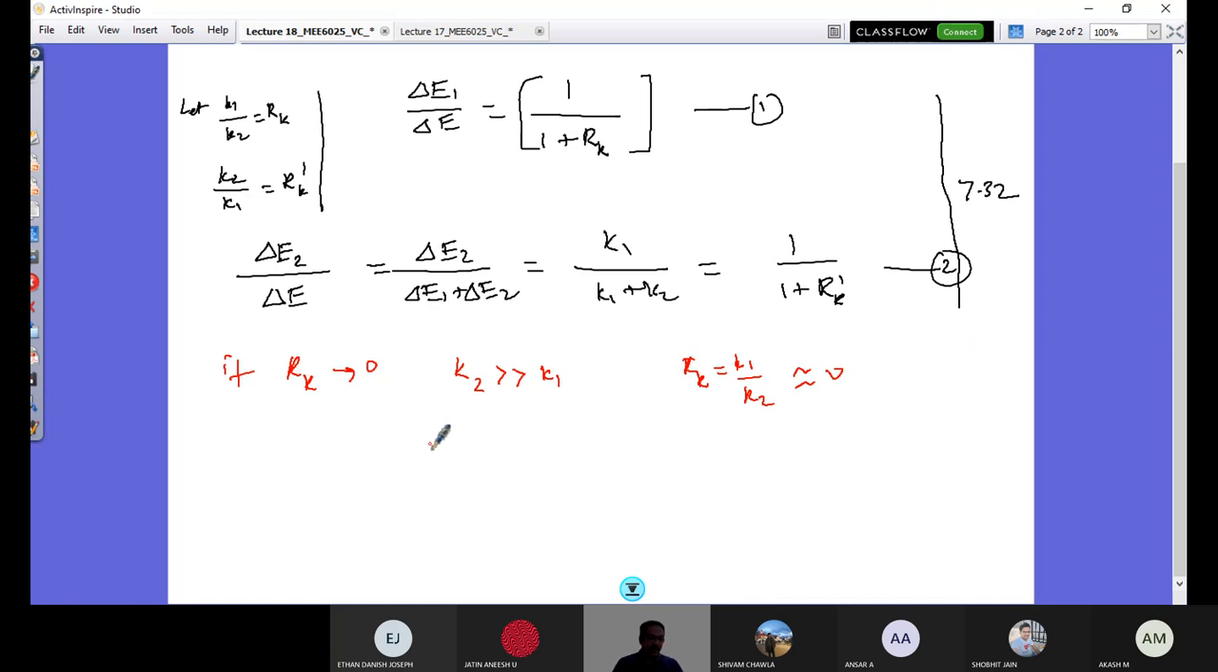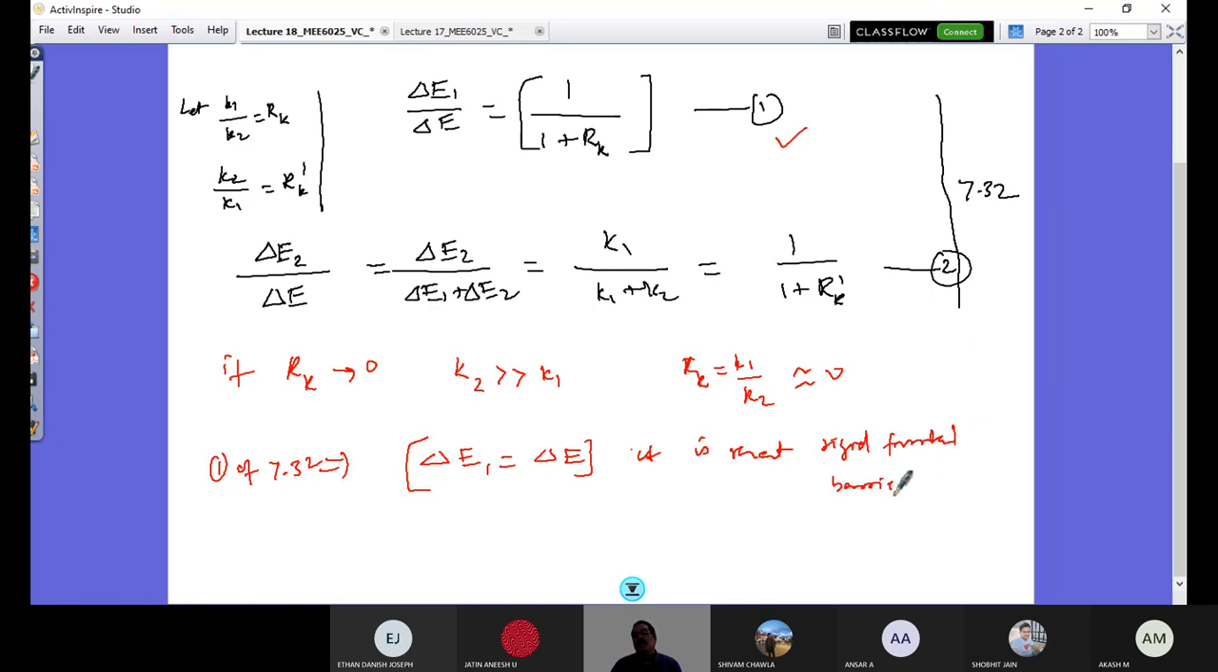You are going to have the scenario of delta E1 from equation 1 of 7.32. What would happen? Delta E1 is going to be delta E completely. And here this is going to be 0, so it's 1. So what does that mean? It means that a rigid full frontal crash barrier has stiffness infinity. So the rigid frontal barrier has K2 infinity.